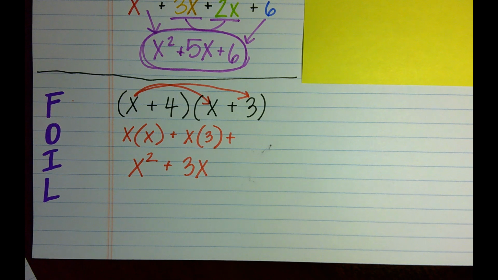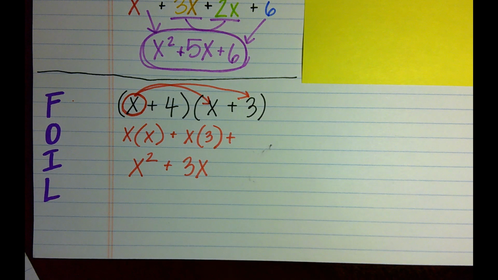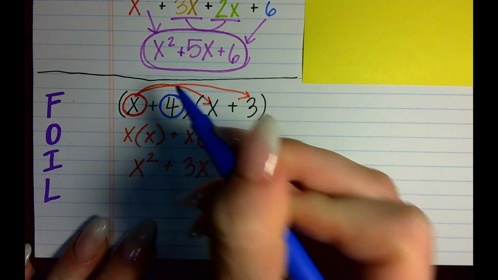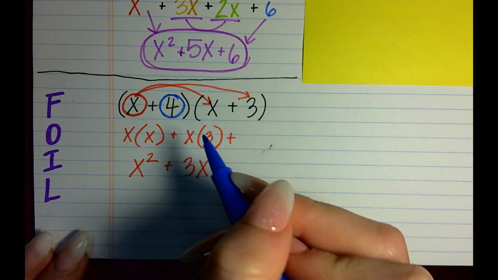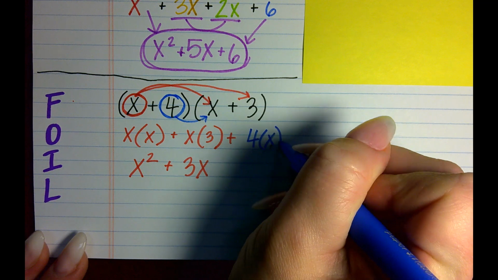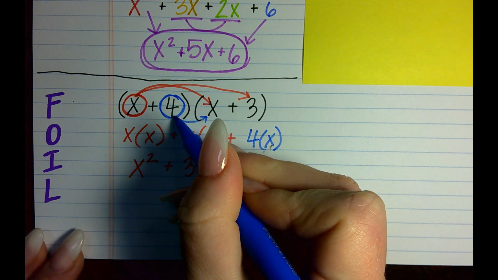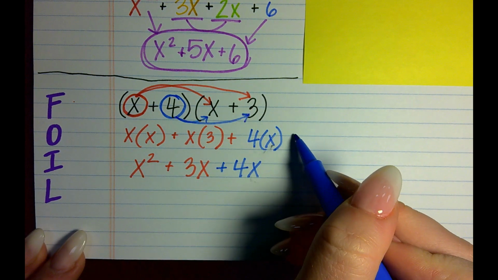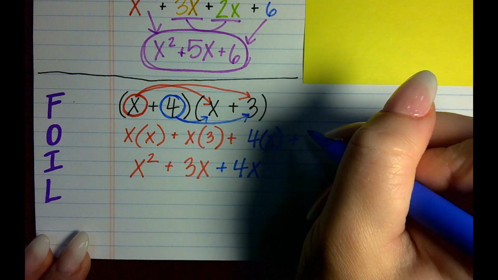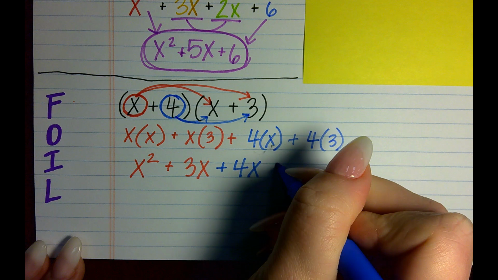Now I will switch colors. What I'm going to show here with this work, we're still using the FOIL method, but I'm also trying to show with colors that first we're distributing the x, and now we're distributing the 4. What are my inner terms? 4 and x. Good. And 4 times x gives me what? 4x. And now our last terms. 4 times 3. Good. And what is 4 times 3? 12.